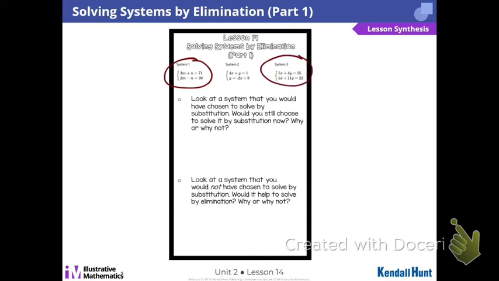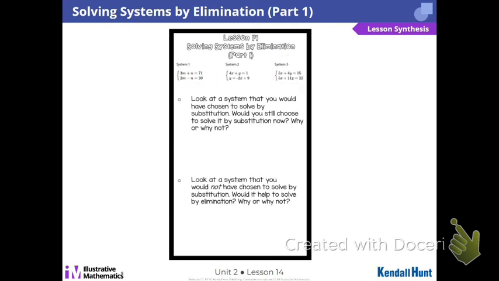1 and 3. Check out 1. What happens to the x's? So what if there's none of them? If we added those together, and if we subtracted here, no x's. Okay? I'd probably do number 1 in that number.